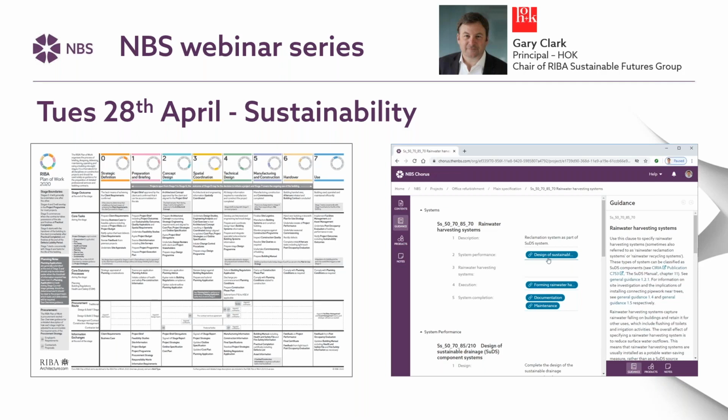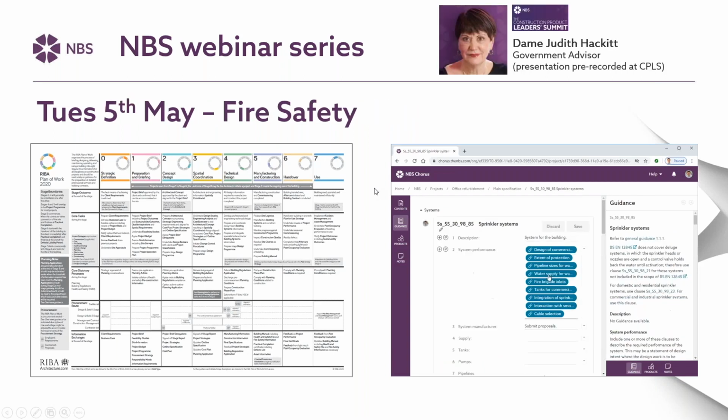The first external speaker will be Gary Clark, who'll look at how to use the RIBA Plan of Work as a guide to the delivery of sustainable buildings. He's the chair of the RIBA Sustainable Futures Group, and also the lead author of the RIBA Sustainable Outcome Guide. Gary Clark, principal from HOK.